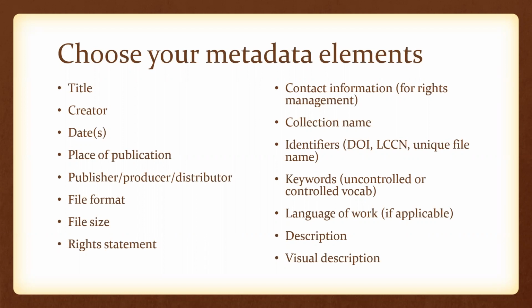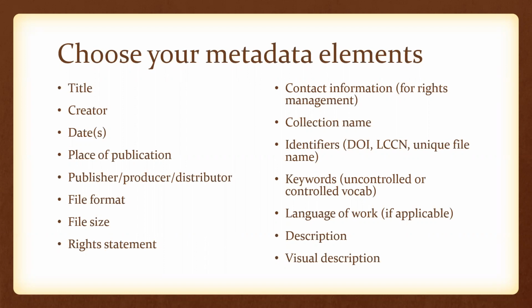You might also want to include place of publication, publisher, producer, distributor information, file format, file size, rights statement, and contact information for rights management. This could possibly be included in the rights statement. Collection name, identifiers, so things like DOI, which is digital object identifier, LCCN, which is Library of Congress control number, and other unique file names. You might want to also include keywords, which could be controlled or uncontrolled vocabulary. Controlled would be like Library of Congress subject headings or genre/form terms.